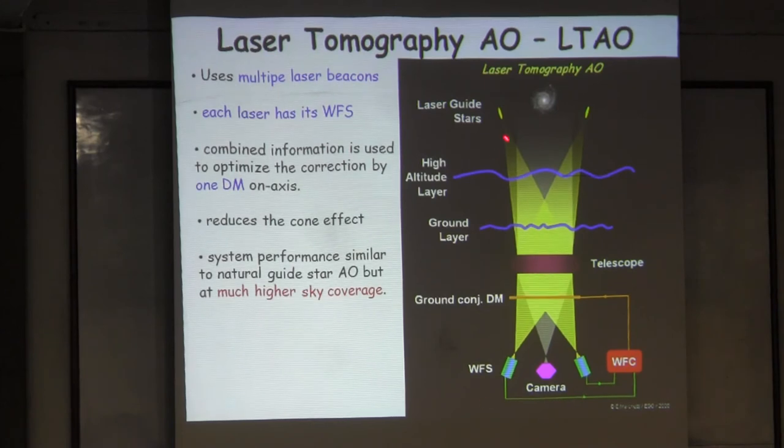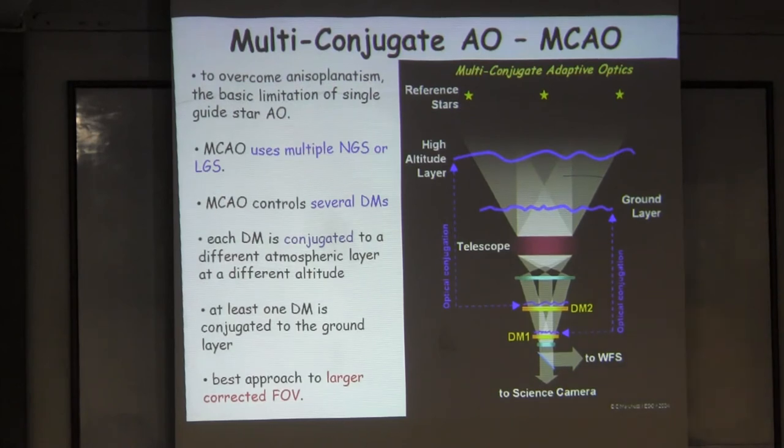It requires several guide stars, it requires several wavefront sensors, and then you combine the information and you control one deformable mirror. And you have multi-conjugate adaptive optics systems. Multi-conjugate means that you have several deformable mirrors.